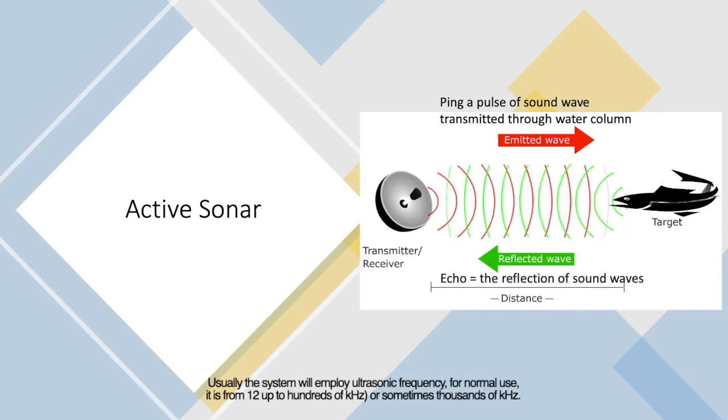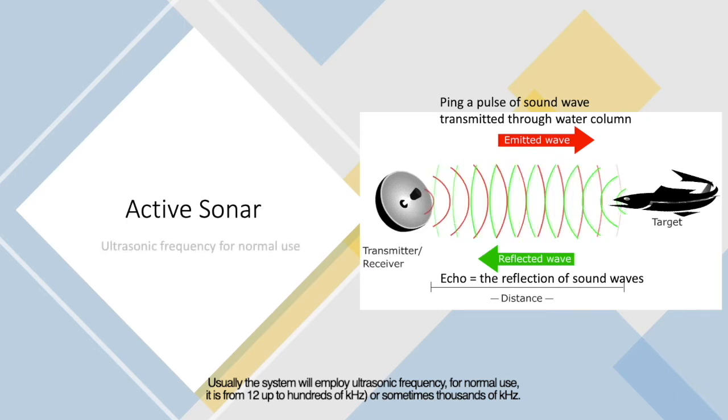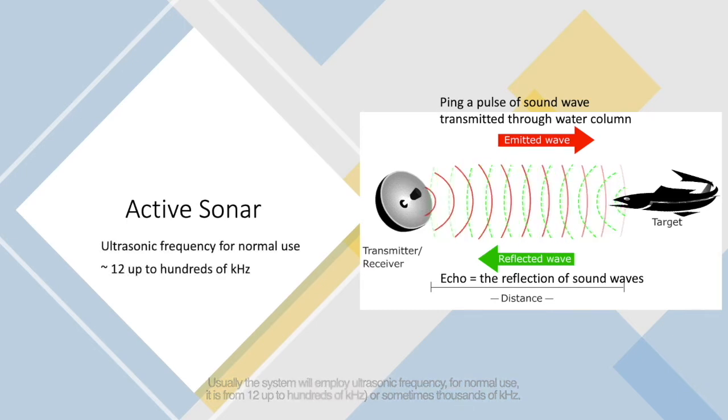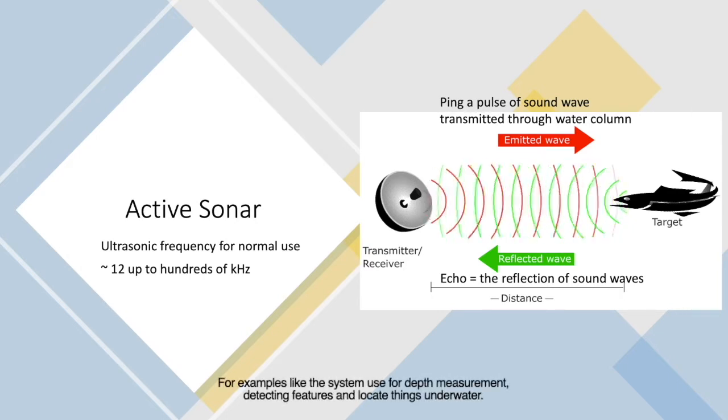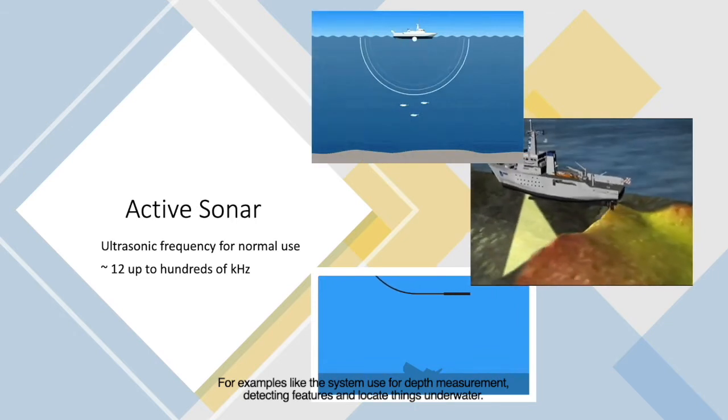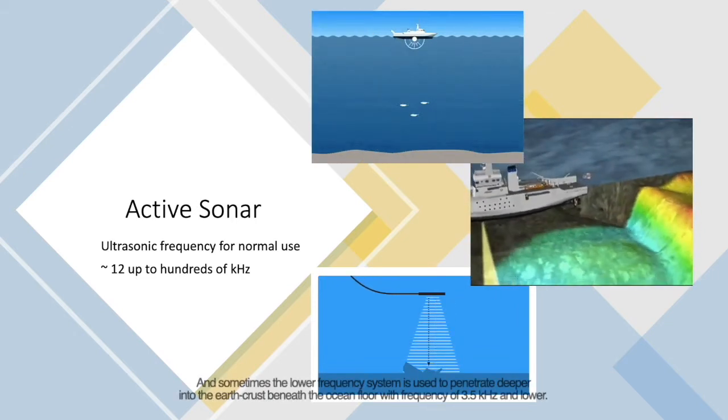For normal use, it is from 12 up to hundreds of kilohertz, or sometimes thousands of kilohertz. For example, the system used for depth measurement, detecting features, and locating things underwater.